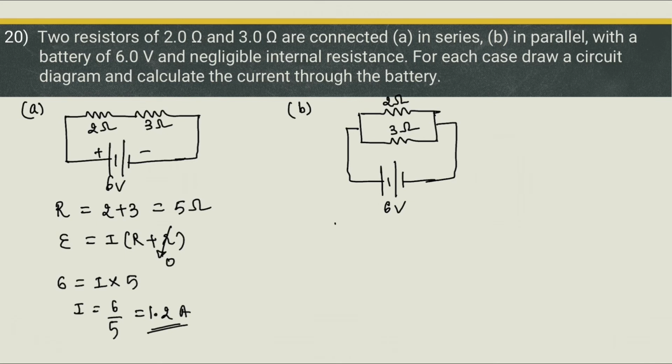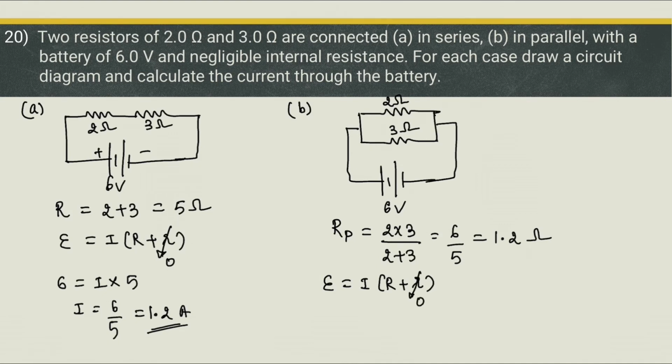And for parallel connection, here 2 ohm and 3 ohm are connected in parallel. So first we find the equivalent resistance. That is Rp is equal to R1 into R2 upon R1 plus R2, 6 upon 5, 1.2 ohm. Once again, E is equal to I into R plus small r, where r is 0, EMF is 6, and external resistance is 1.2. So current becomes 6 upon 1.2, and that is 5 ampere.